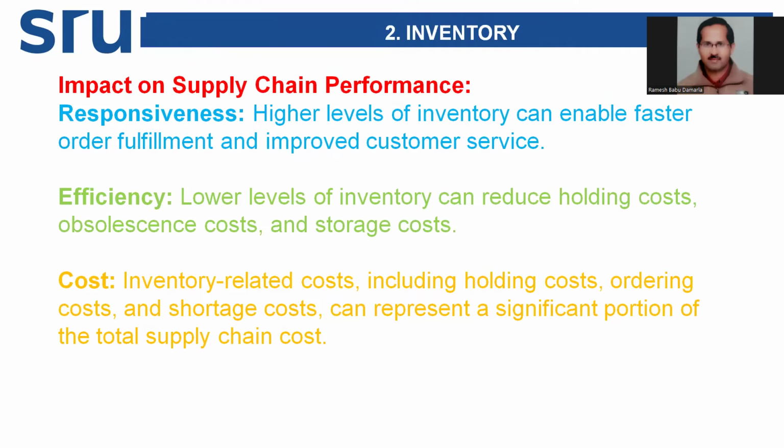And iron sheets may rust, a lot of rework, or wooden sheets may get spoiled because of moisture, or cement warehouses may have problems with moisture. So there may be theft, pilferage, leakage, spoilage. All these are inventory carrying costs. Okay. So a low level of inventory always helps. When you have less inventory, you have fewer issues like this. Inventory related costs, including holding costs, ordering costs, and shortage costs, can represent a significant portion of the total supply chain cost.